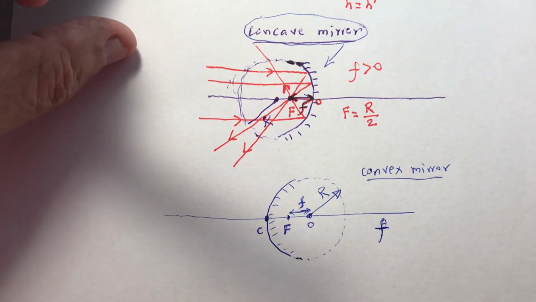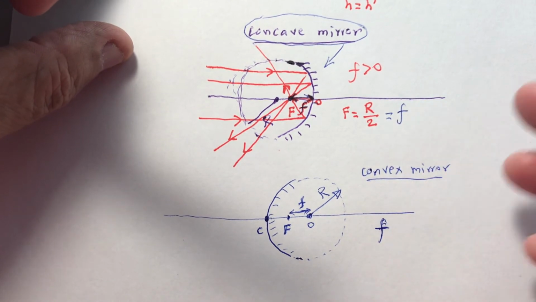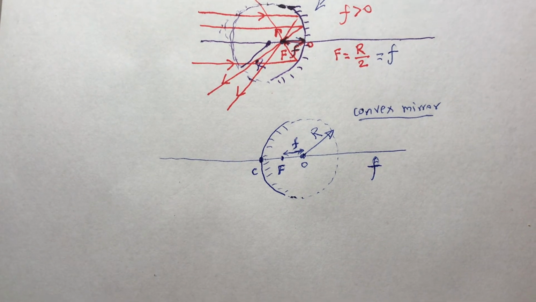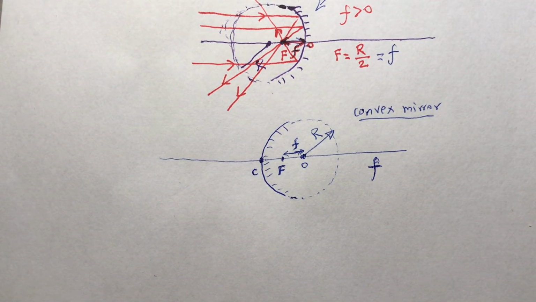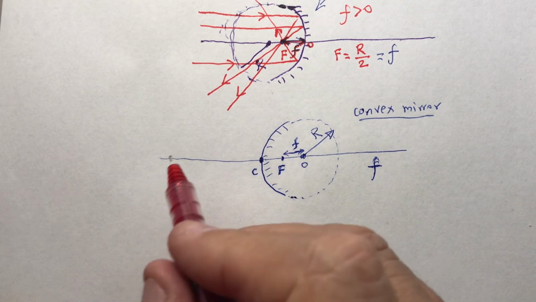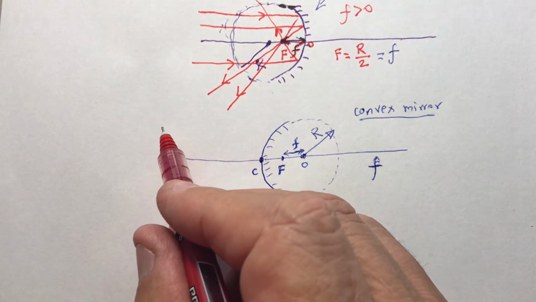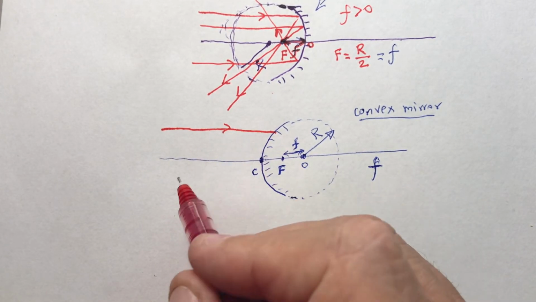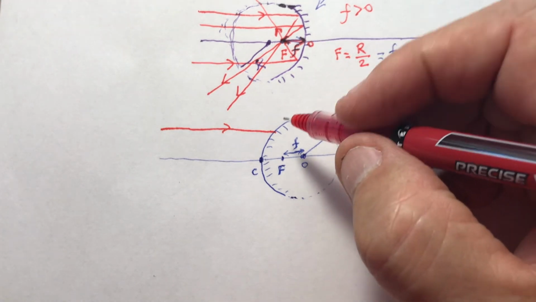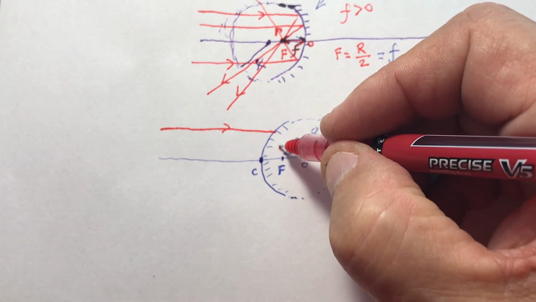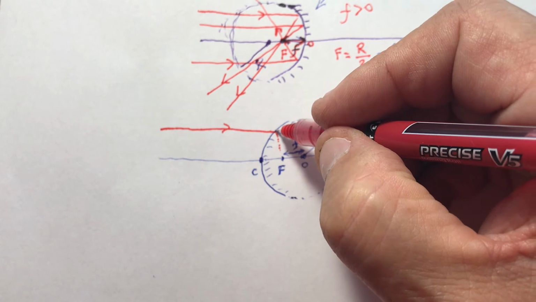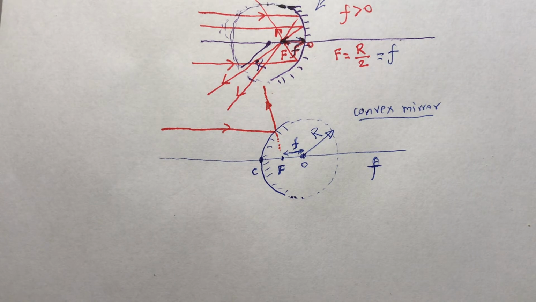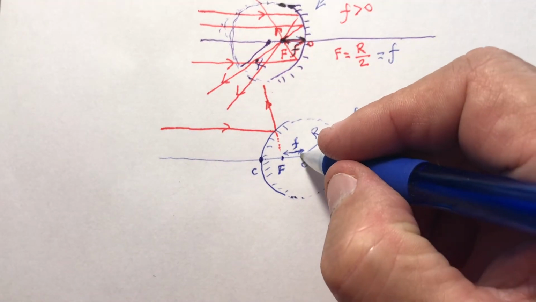The focal distance is equal to R over 2. Now what I need to do is look at what's going to happen to the rays. So I bring one ray in from far away, and it's horizontal like that. This ray will reflect off the surface, so I go something like this. It's going to reflect like that. That's the reflection.